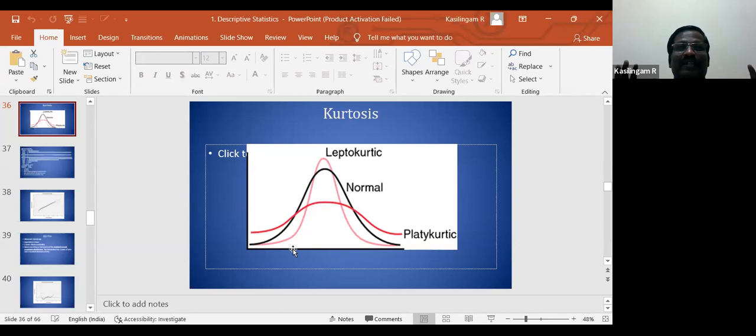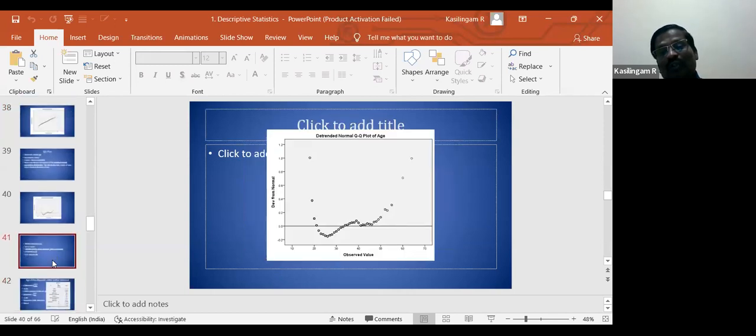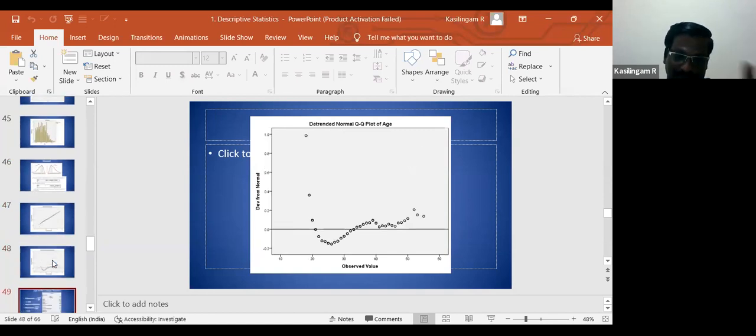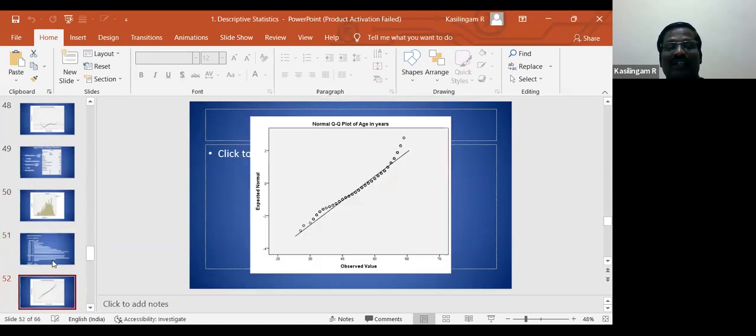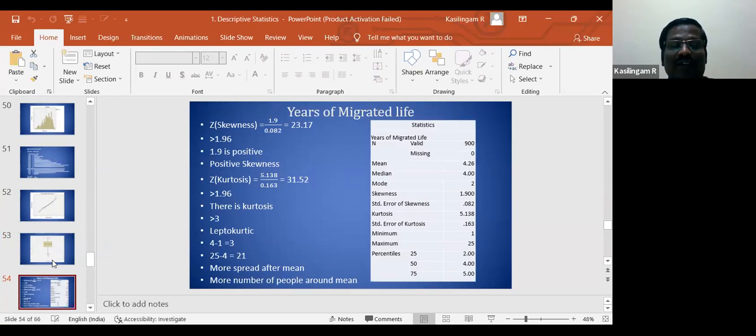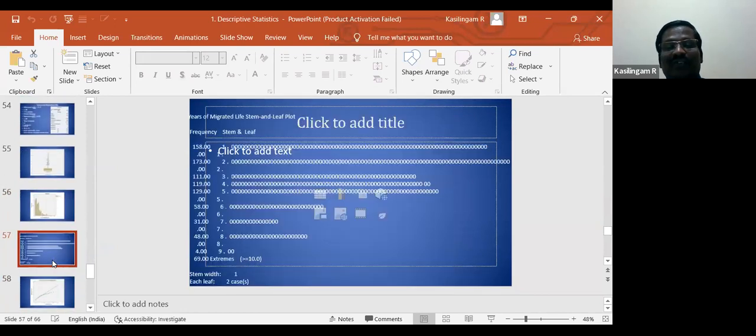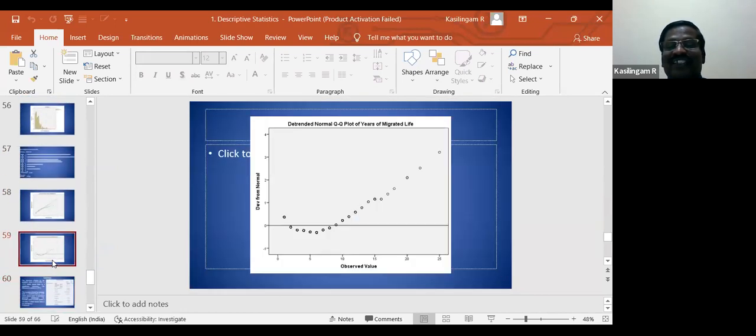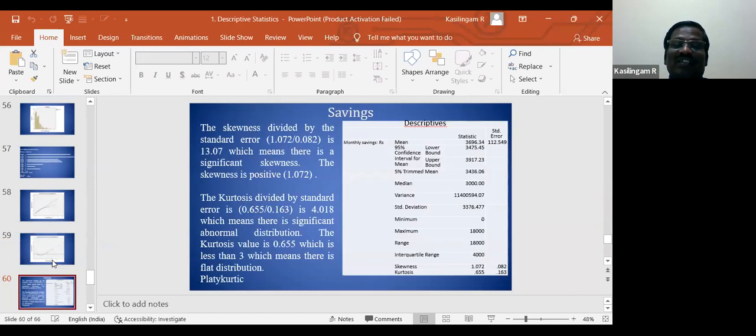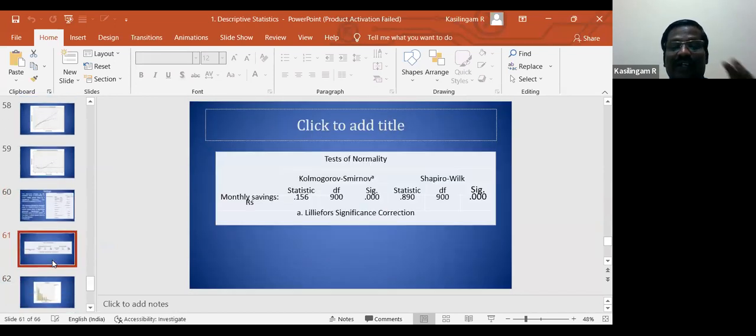So how to interpret kurtosis and skewness? I request everybody to go through this PPT. All examples are given, all values are calculated. For example, the spread is that more number of people are around the mean. It is all written. One more thing I have forgotten, that I will tell.